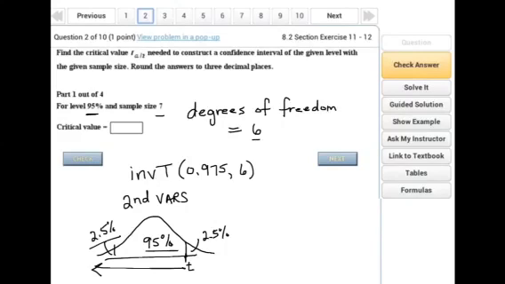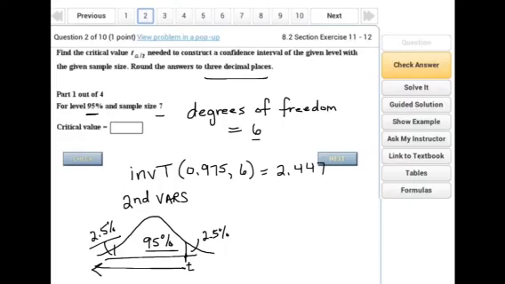And when I enter that, I get 2.447, and that's rounded to 3 decimal places, which is, I think, yes, that's what they were looking for in the problem, 3 decimal places. So that's one way of approaching this.